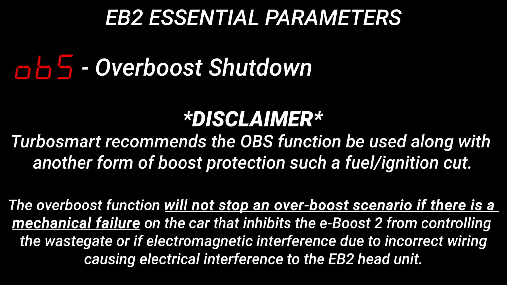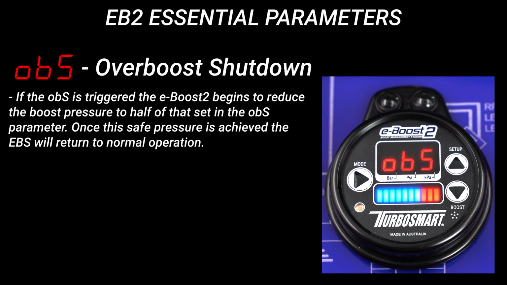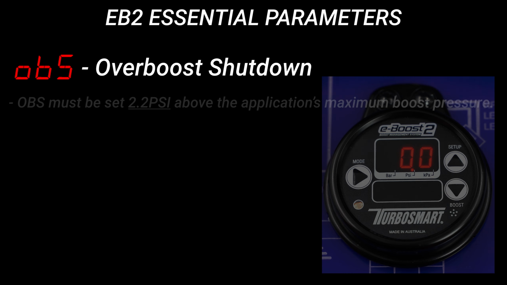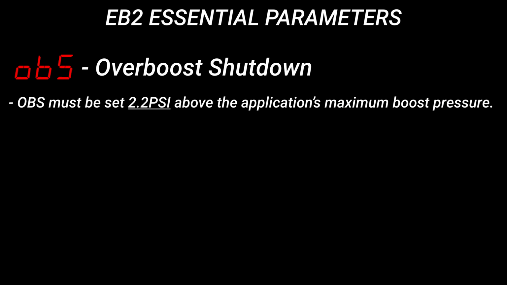If the OBS is triggered, the E-Boost2 begins to reduce the boost pressure to half the set pressure value saved in the OBS parameter. Once the safe pressure is achieved, the E-Boost2 will return to normal operation. OBS must be set to a level at least 2.2 psi above the maximum boost pressure.